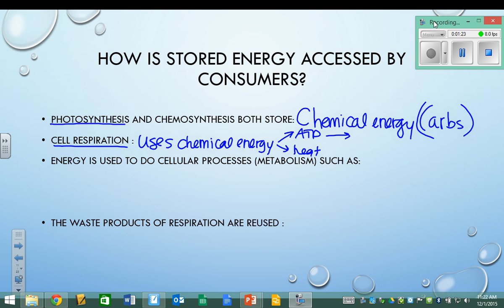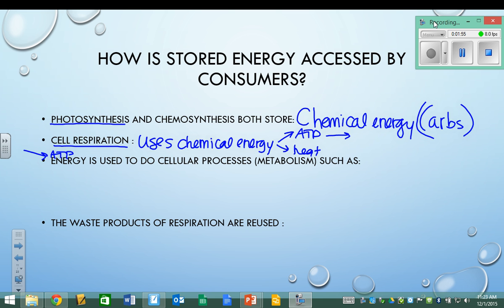So what we're trying to do is follow the path of the energy. Where does the energy go? So in photosynthesis, it starts with the sun, then it goes into this carb, and then cell respiration happens. In chemosynthesis, it starts with the deep sea vent, goes to this carb, goes through cell respiration. The ATP is then used to do a whole bunch of things. And there are millions of things that we could put as examples here, so we'll just put a few.